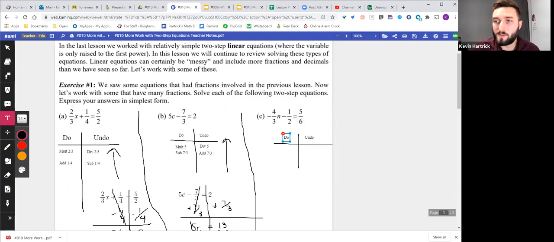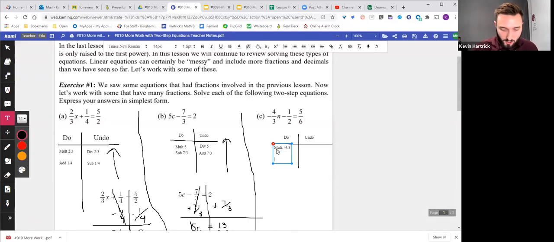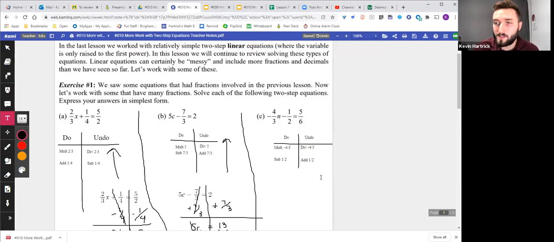So let's figure out what's being done to this n. In this case, the first thing that happens is it's being multiplied by negative 4/3. Don't forget the negative part, okay? That will make your answer wrong if you forget the negative. The second step is subtracting by 1/2. So let's do the opposites here. Let's add 1/2. And then for the second step, let's divide by negative 4/3. Okay, so those are my two steps. I know what I need to do, so let's do it.